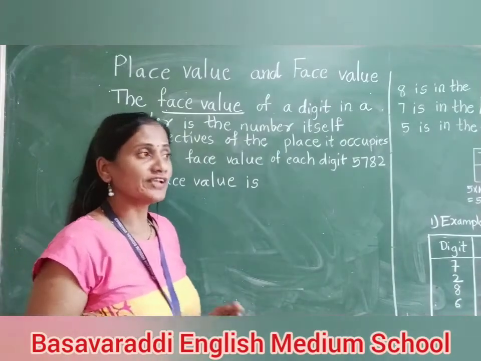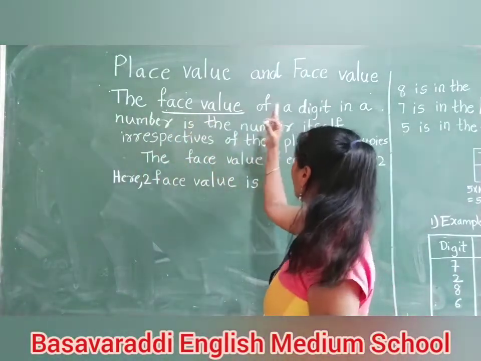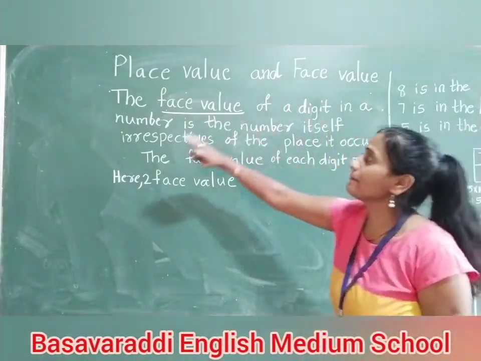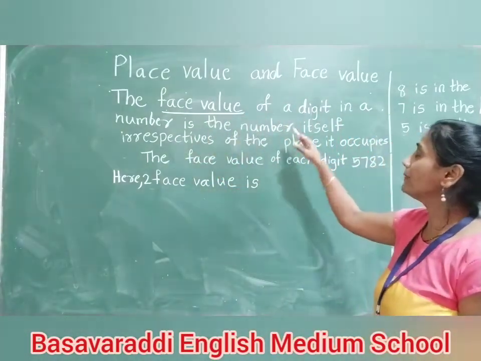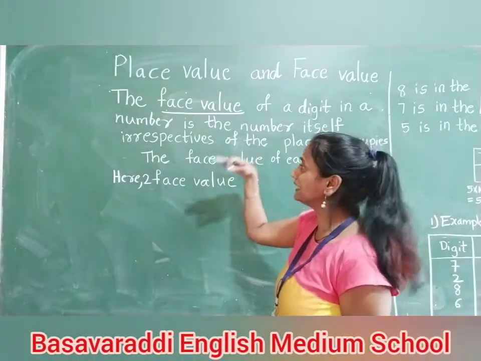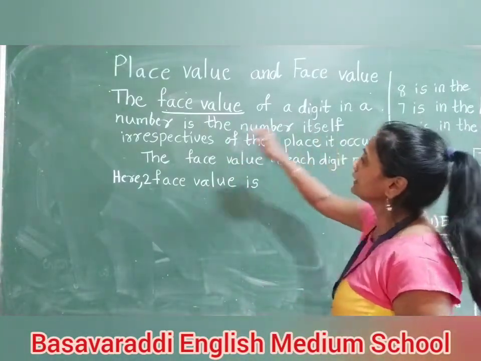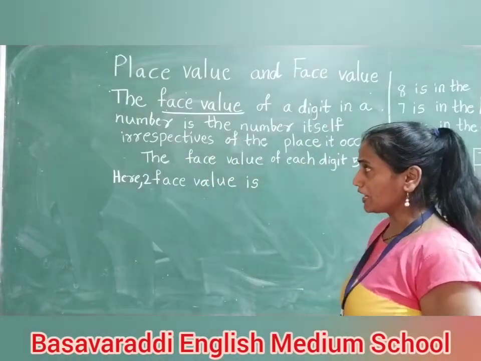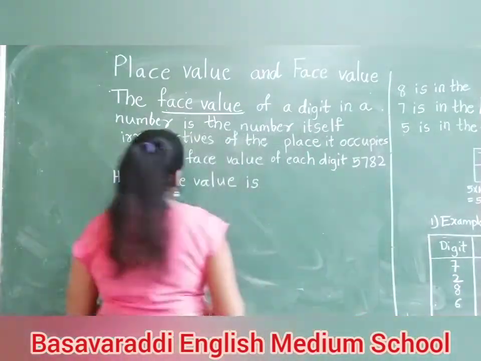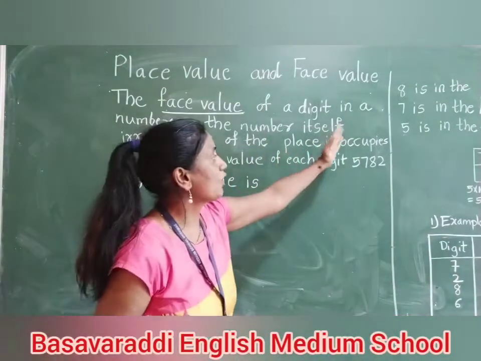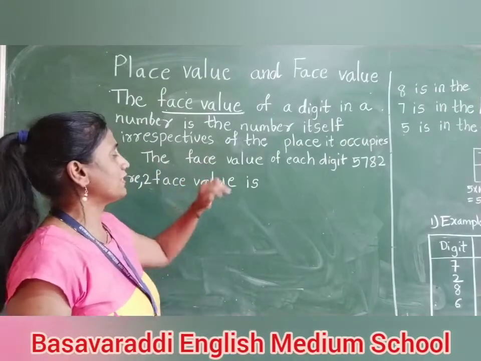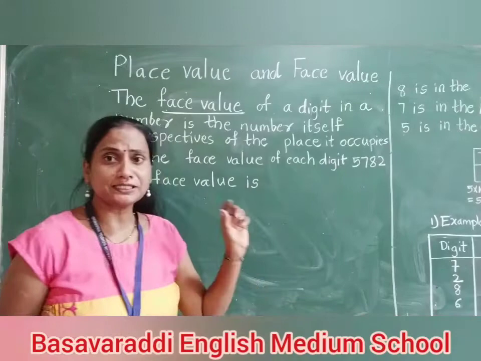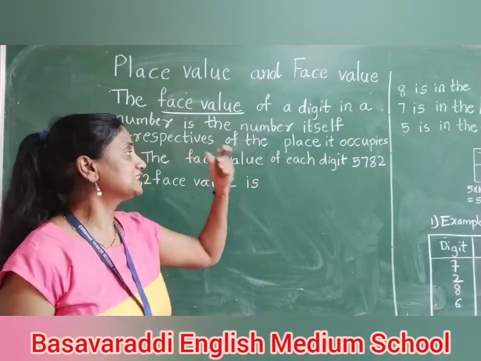What is meant by place value? The value of a digit in a number is the number itself, irrespective of the place it occupies. Now, let us see the place value of each digit. Each digit you are finding, that is a place value.